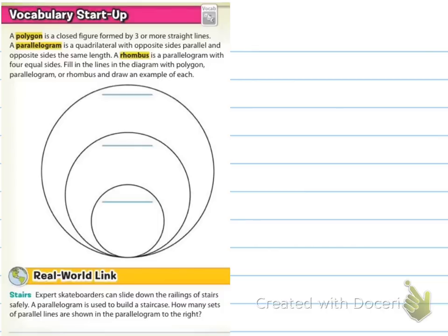So go ahead and fill in the lines on how you think that this all works out and draw a picture of each. When you come back, I'll have the answers as well. Pause video now.